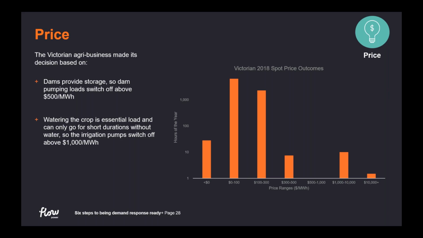Filling up the dam isn't too much of an issue for them. It's no skin off their nose to turn that off as long as the dam's 80% full, which it usually is, because the pumping is pretty much happening around the clock. So what they will do, they'll switch off their dam pumps anytime prices are above $500 a megawatt hour. Watering the crop though is an essential load. The crops can't go more than a few hours without being watered. So they've actually set their price point for that one a bit higher at $1,000 a megawatt hour, and that'll be discretionary as well. They may choose not to switch off for that if it's been particularly dry recently and they haven't had a chance to properly irrigate their crops.